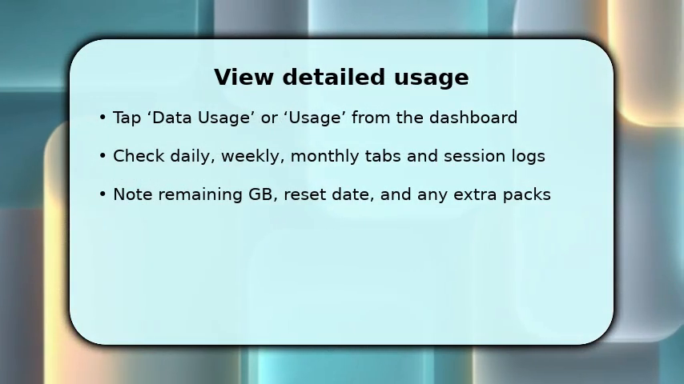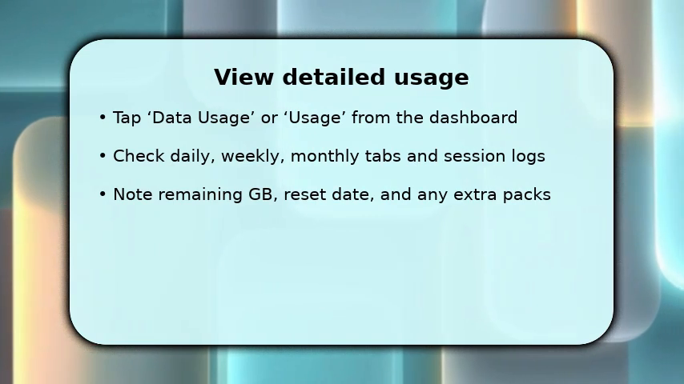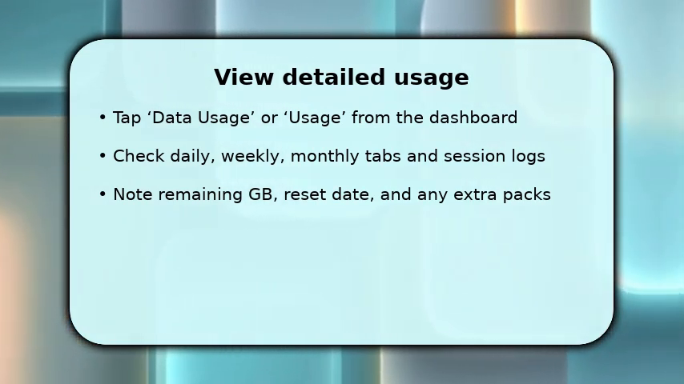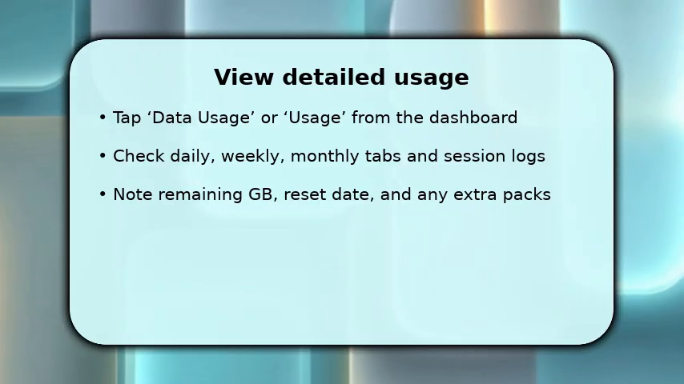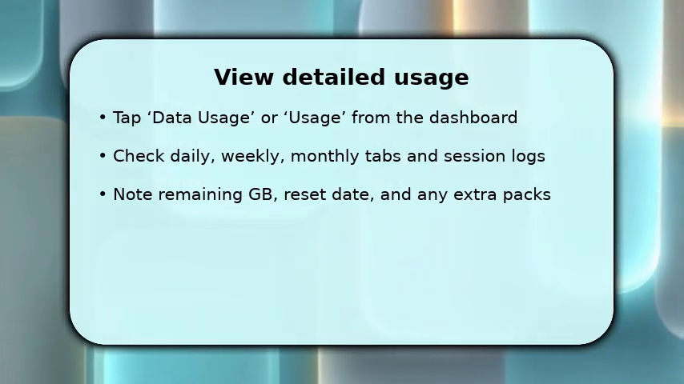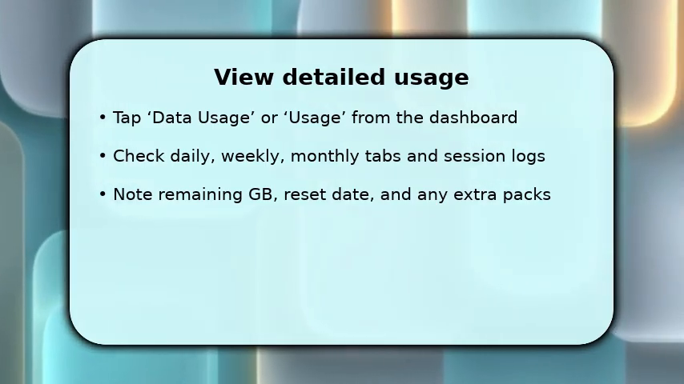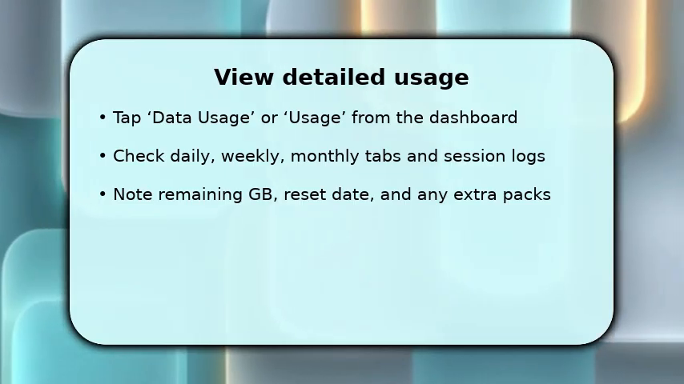Now tap data usage from the MyGeo dashboard. You'll see a breakdown of consumed and remaining GB. Use the tabs to switch between daily, monthly, or custom ranges so you can pinpoint spikes. Scroll to session logs for timestamps and site-level bytes if available. This helps identify heavy apps.